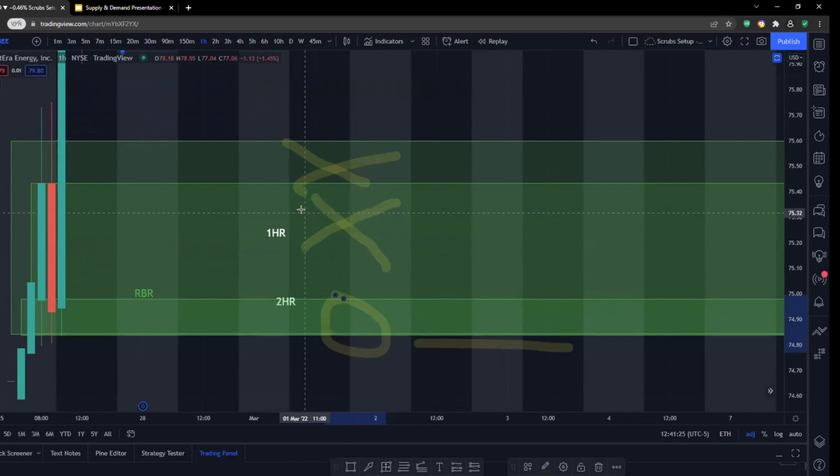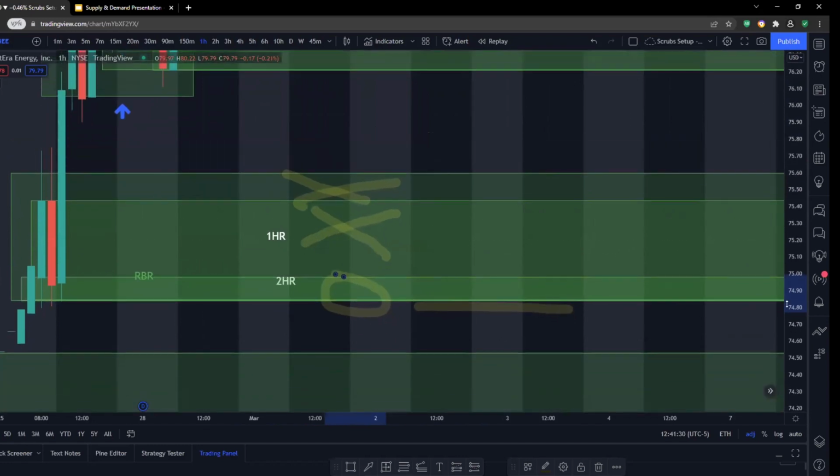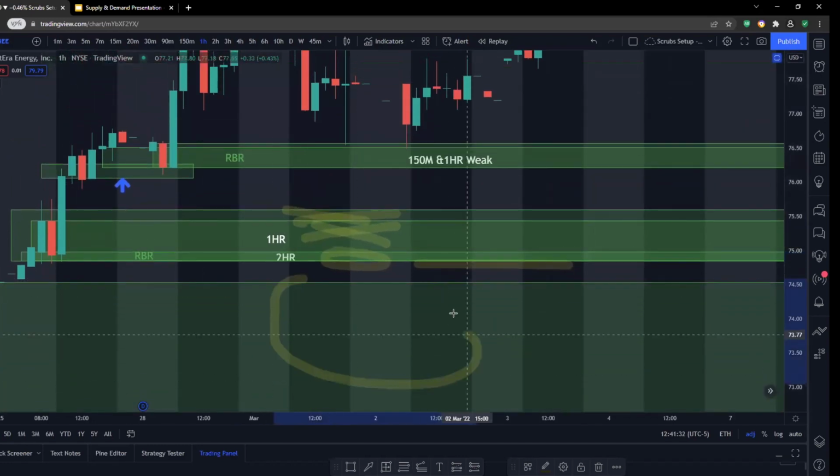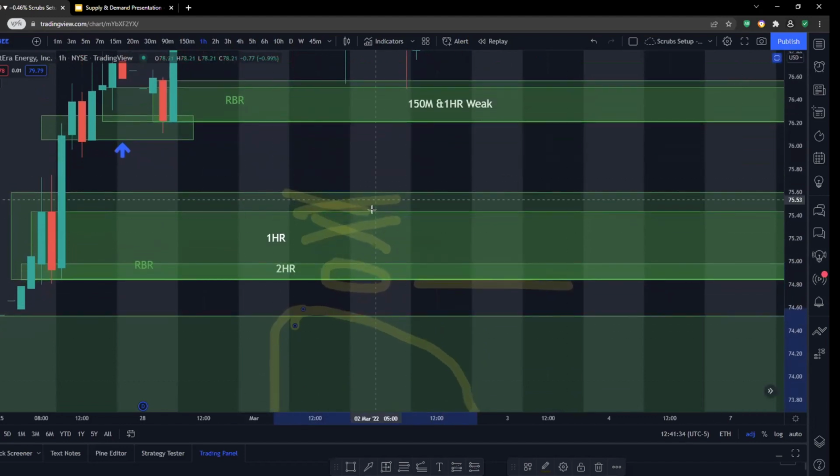It's okay to not enter calls here. You would just wait until we have a better confirmation. And we do have more demand here. So we could very well get invalidated throughout this entire demand area, but this one holds.